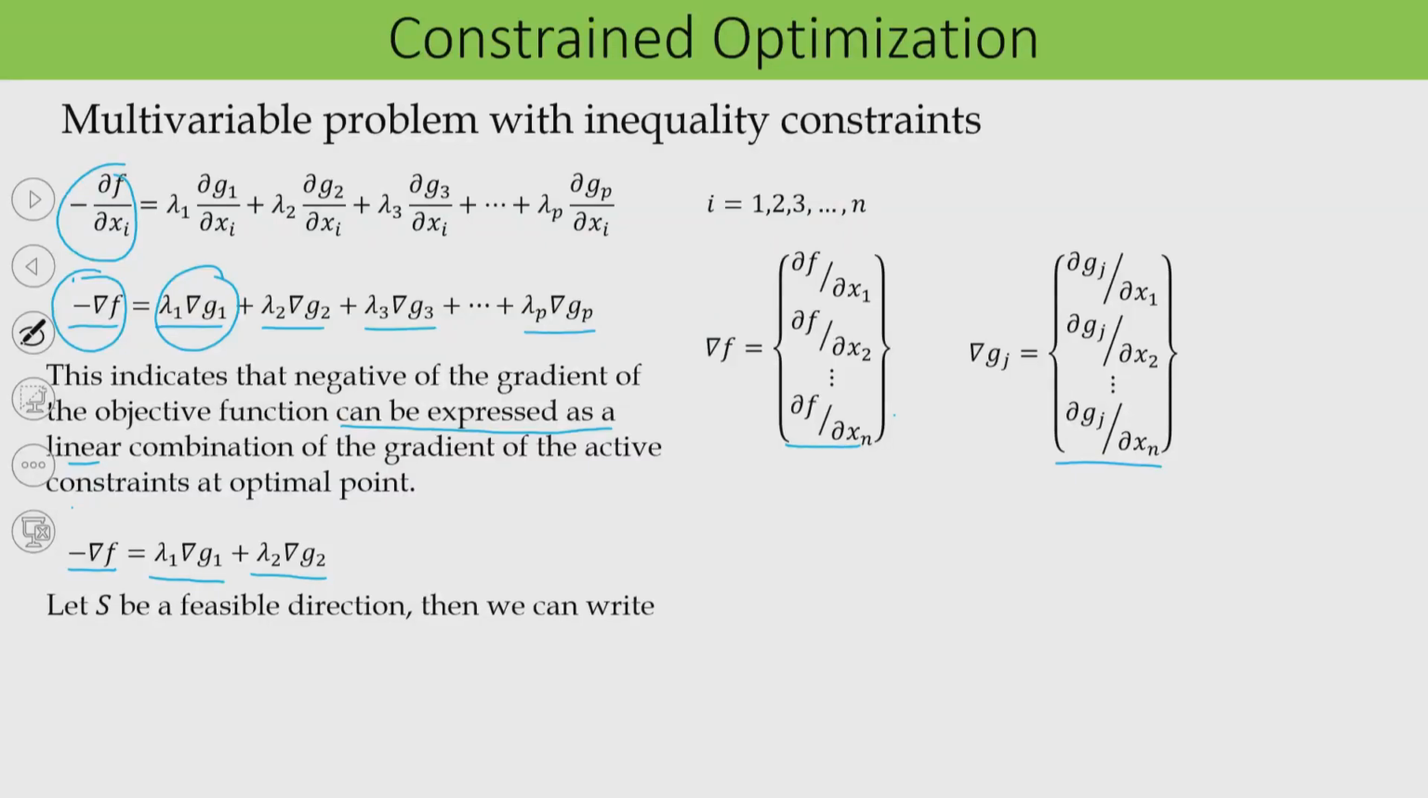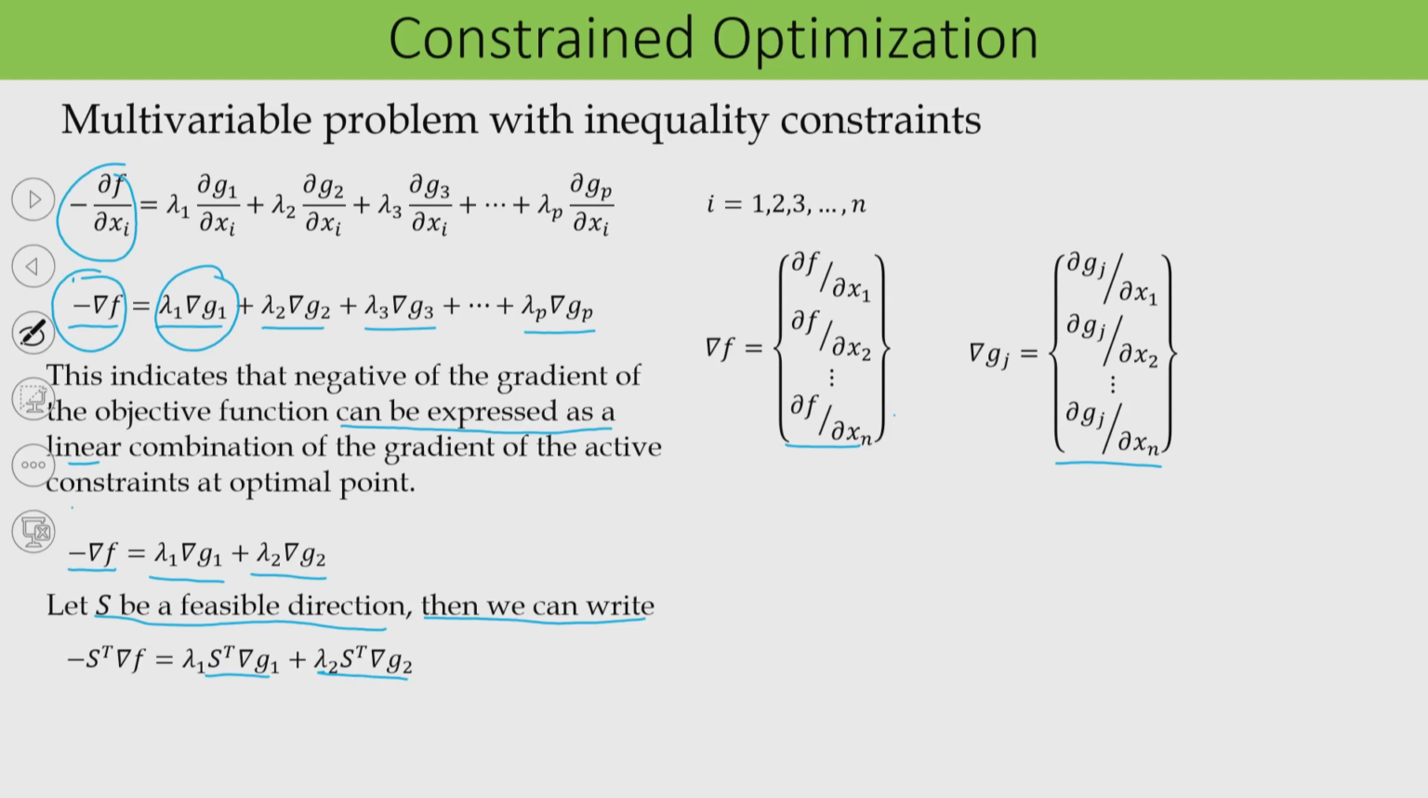Now, let us take a direction S. Let S be a feasible direction. From this point, where we have calculated the gradient of the objective function as well as the constraint functions, if I multiply by the direction, I get S transpose del f equal to lambda 1 S transpose del g 1 plus lambda 2 S transpose del g 2.